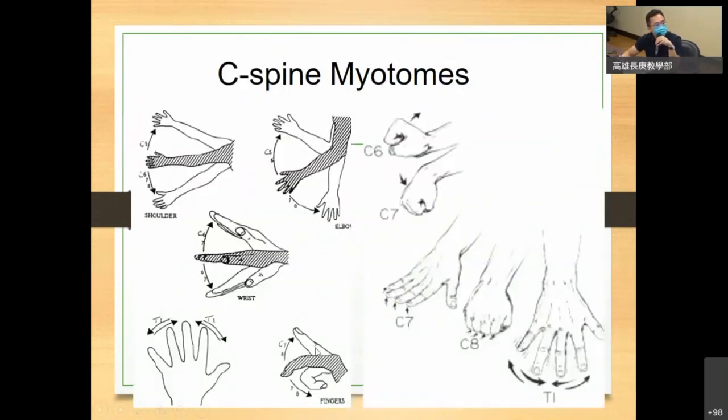These are the C-spine myotomes, the cervical myotomes. Every nerve root has its function. If you extend your wrist, that extension is innervated by C6. If your wrist flexion is innervated by C7 and you cannot extend your wrist up, maybe your C6 nerve root is injured or there is some lesion. So every root has its function, and if you remember this myotome, you can identify the lesion level.